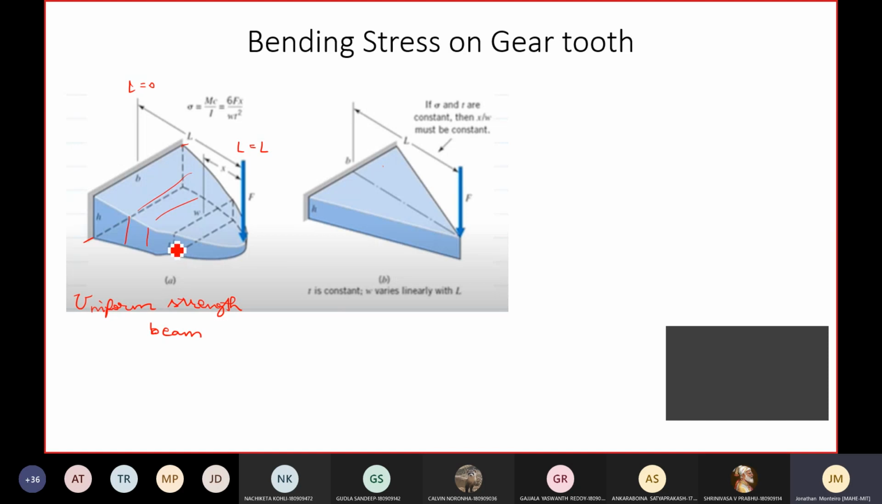How did we get that? If you slightly recollect the formula, Mc by I, how did we get here? I'll just do a slight brief derivation.